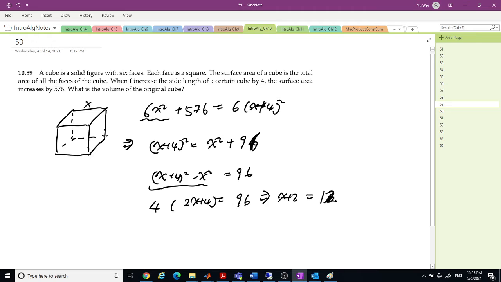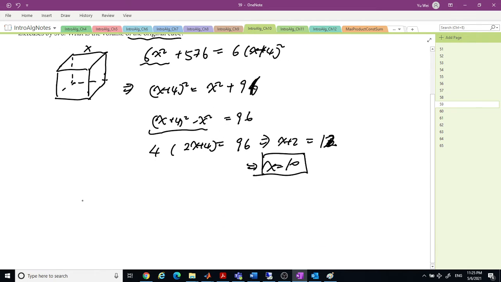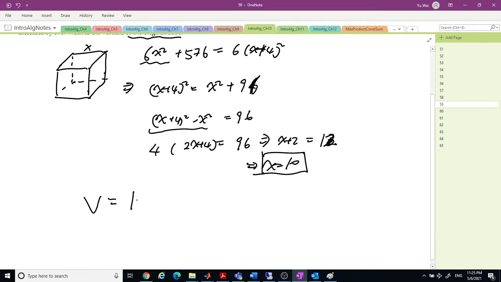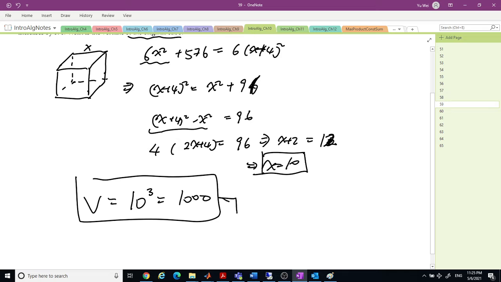Let me see. Yeah. x equals 10. Okay. Now what's the volume of the original cube, right? So V is equal to 10 cubed, which is 1000. That is the final answer.